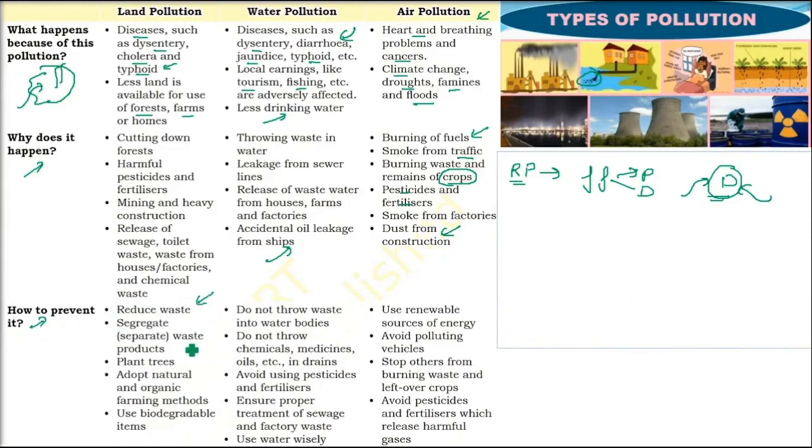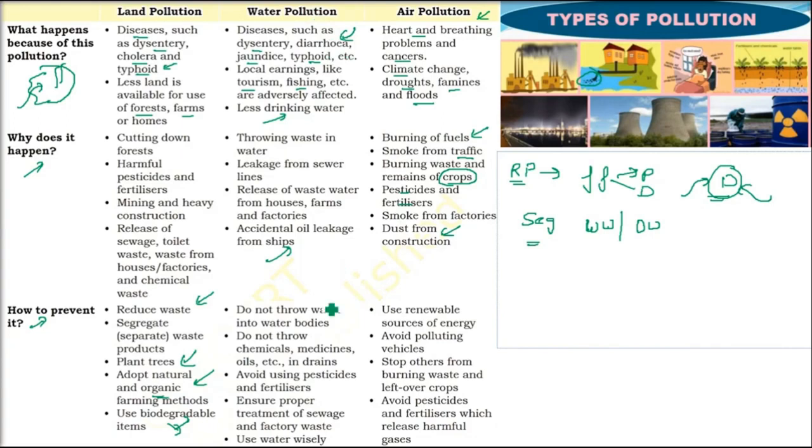We need to reduce the waste for land pollution. We have to segregate the waste product. It is coming later also, I'll talk about this. But segregation is basically, we have wet waste, that is, whatever vegetable or meat products are coming, we need to divide it. We need to plant trees. We have to adopt natural and organic farming techniques and methods. And always try to use biodegradable items. Don't use plastic. It is non-biodegradable. It will never go. It will remain there forever.